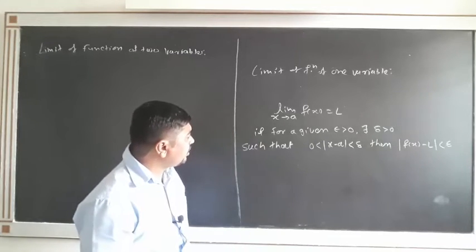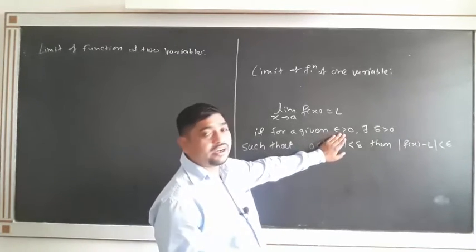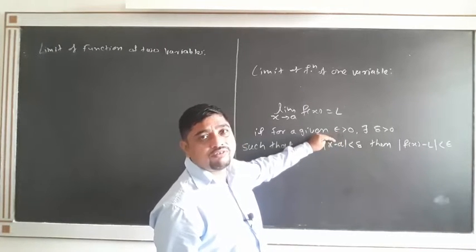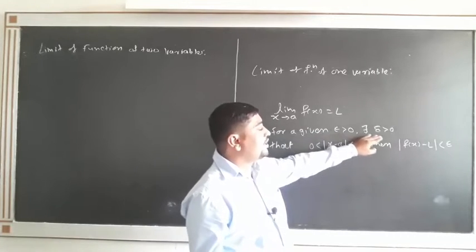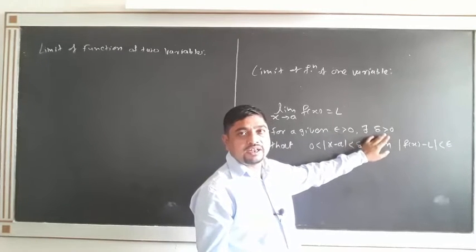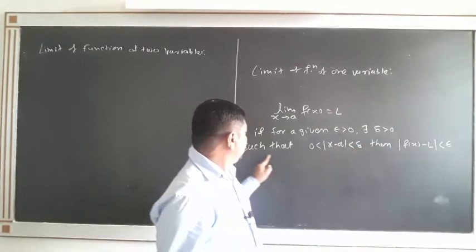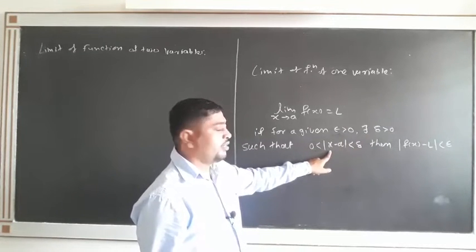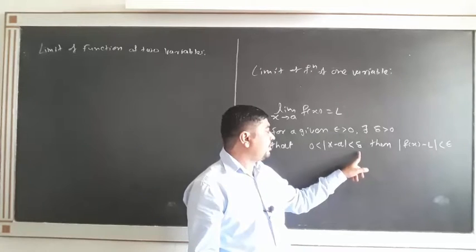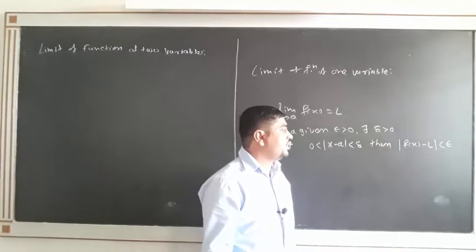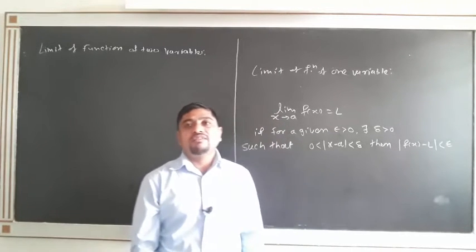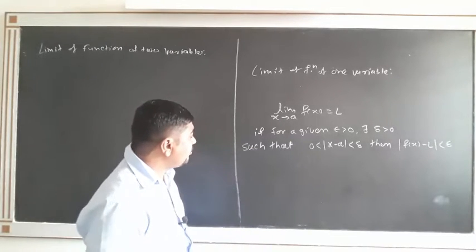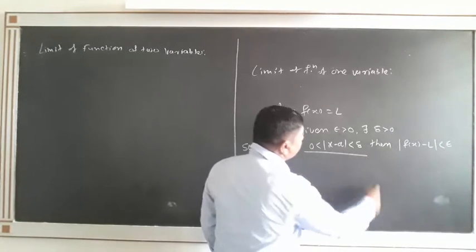What is here? For every epsilon greater than 0, or given epsilon greater than 0, there exists a delta greater than 0 such that 0 is less than mod of x minus a is less than delta, then we can say that mod of f of x minus L is less than epsilon. And what do we discuss here?